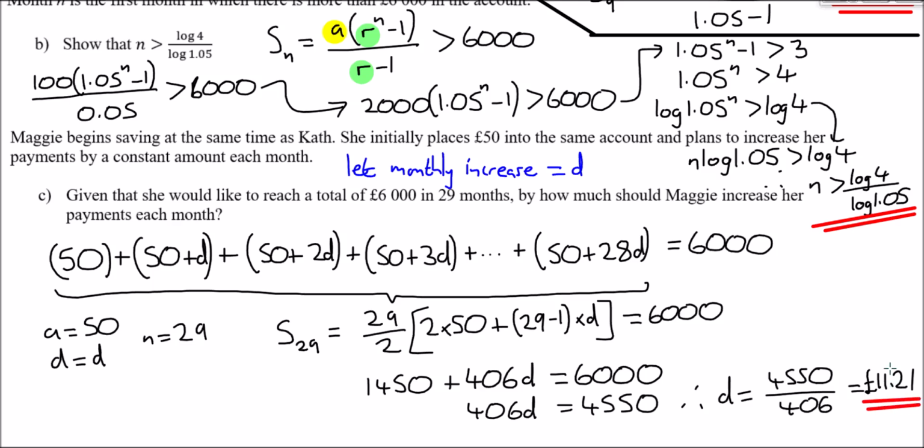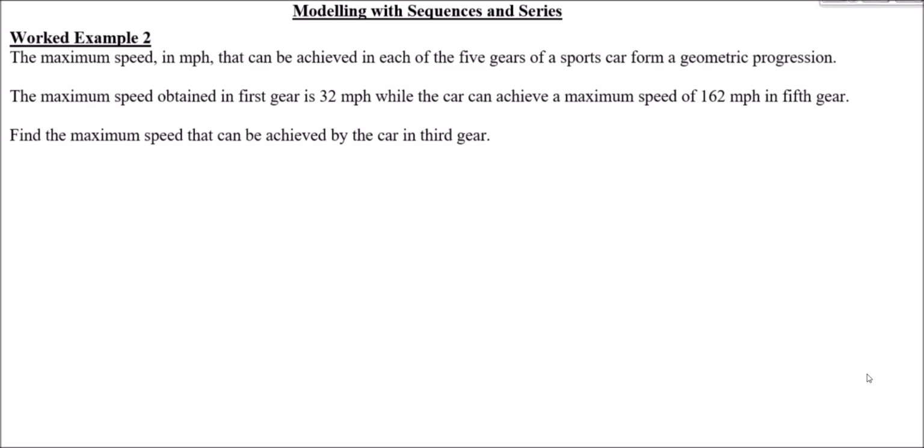Let's do another one. So this one we're talking about a sports car. The maximum speed in miles per hour that can be achieved in each of the 5 gears of a sports car form a geometric progression. The maximum speed obtained in first gear is 32, while the car can achieve a maximum speed of 162 miles per hour in 5th gear. Find the maximum speed that can be achieved by the car in third gear.